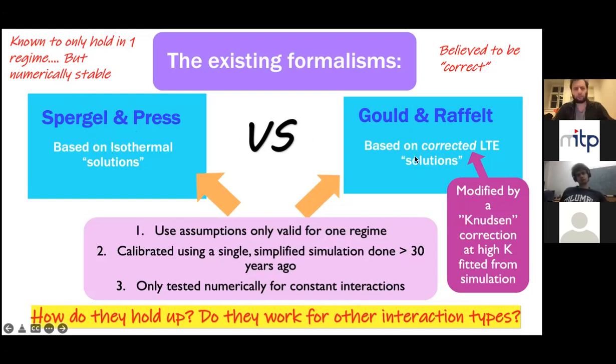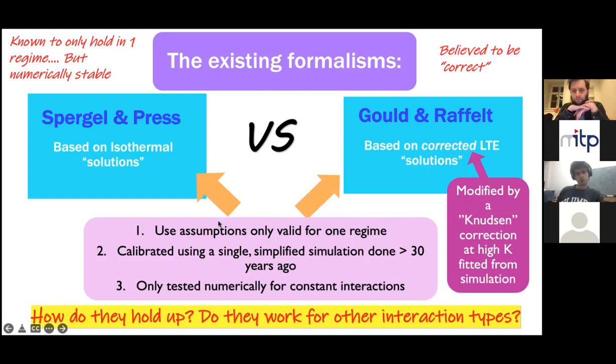And the other method is kind of the standard correct approach in literature. And what they do is they take the LTE solutions, so this perturbative dipole expansion, and actually they correct them at high K. So they correct them in the isothermal regime by fitting what's known as a Knudsen correction factor, which were fitted directly from these simulations. So these simulations, which were first performed 30 years ago, really have been absolutely crucial in allowing us to calibrate these two models and see whether they work.